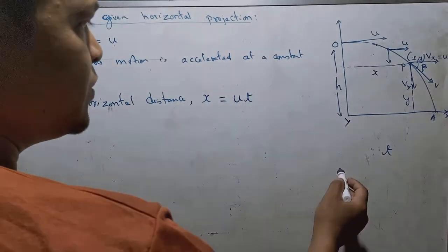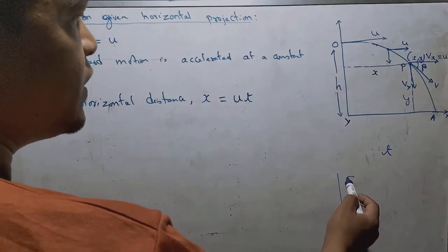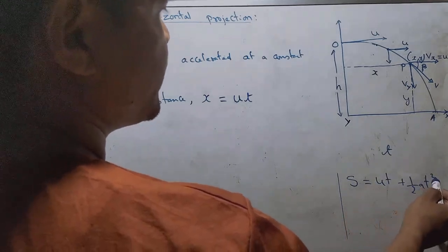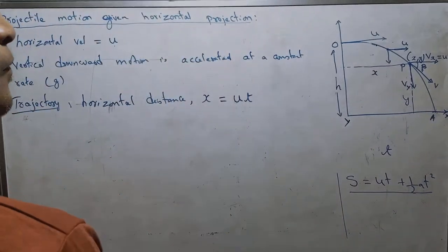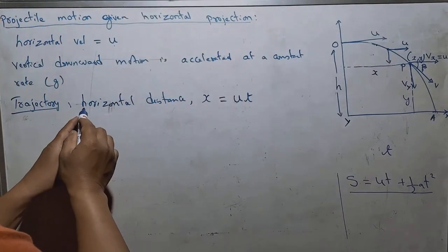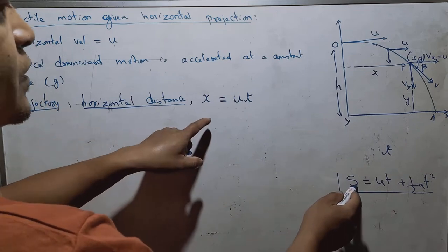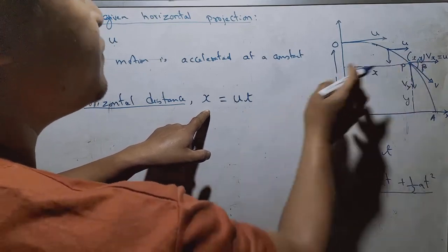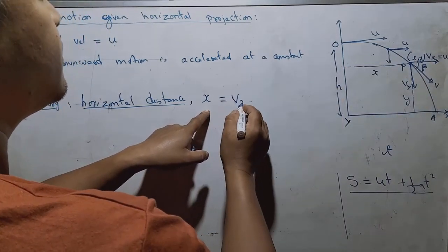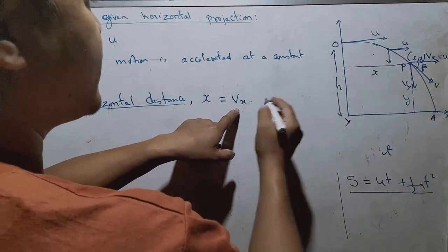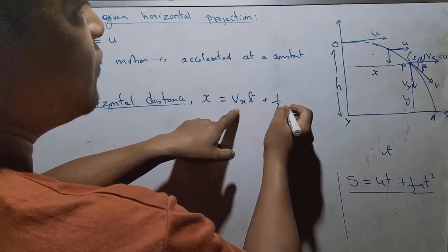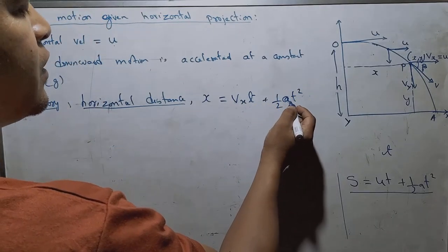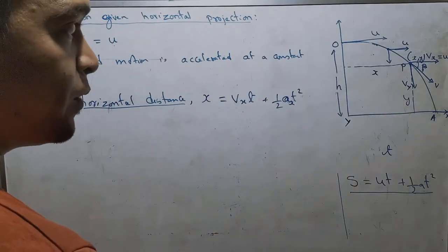Because we know from the equations of motion, s is equal to ut plus half at square. So when you use this formula over here, I have mentioned the word horizontal distance. So this s means it is x at this point. So this u, actually it is vx in this case. Fine. And then at a time t plus half a t square. And this a should be the acceleration along the horizontal component.